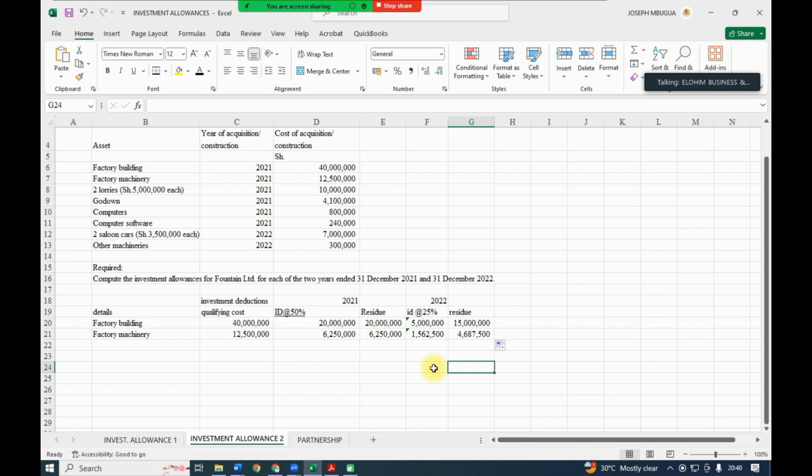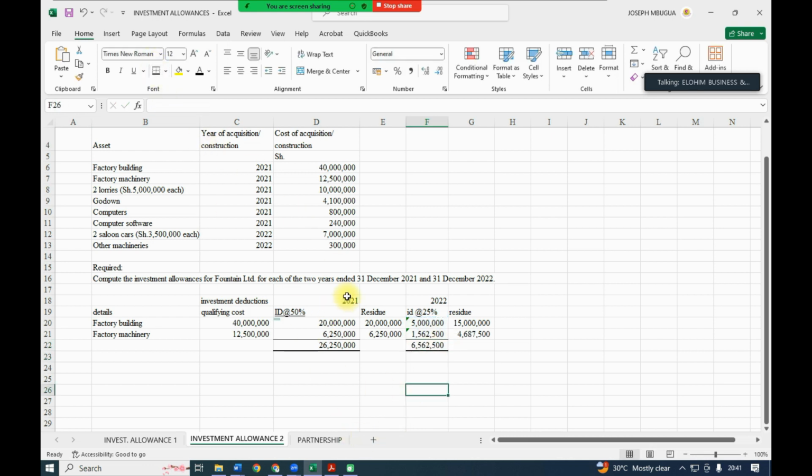ID. So the lorries now will qualify for the other item, that is the wear and tear. Go down to wear and tear: computer wear and tear, computer software wear and tear, saloon car wear and tear, and other machinery still on wear and tear. So these two are the only items that are qualifying for investment deduction, and we get the total of the ID.